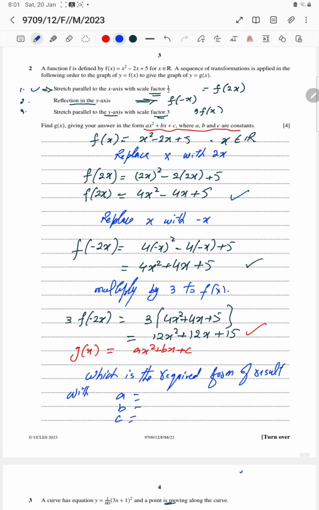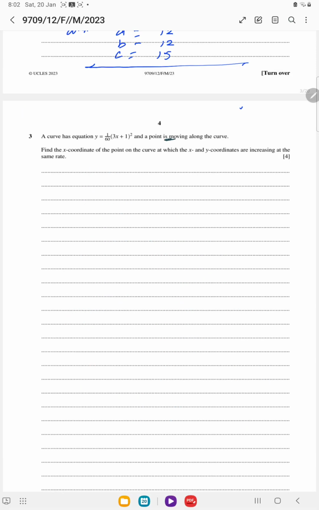You need to compare this result with this one to get the values of a, b, c. So a here is 12, b is 12 as well, c is 15. So this is the final answer of question number 2. I hope you got it.